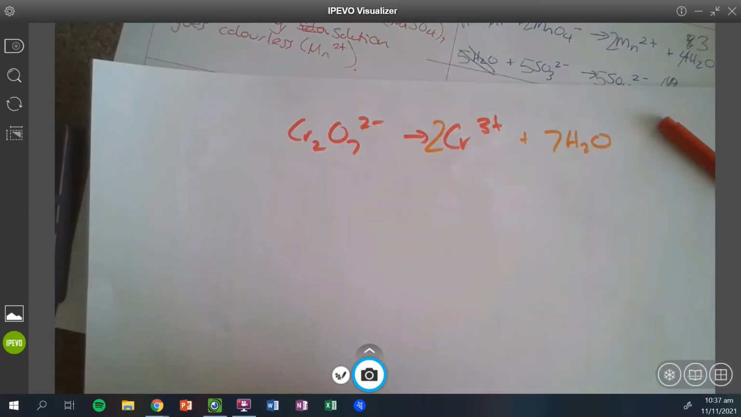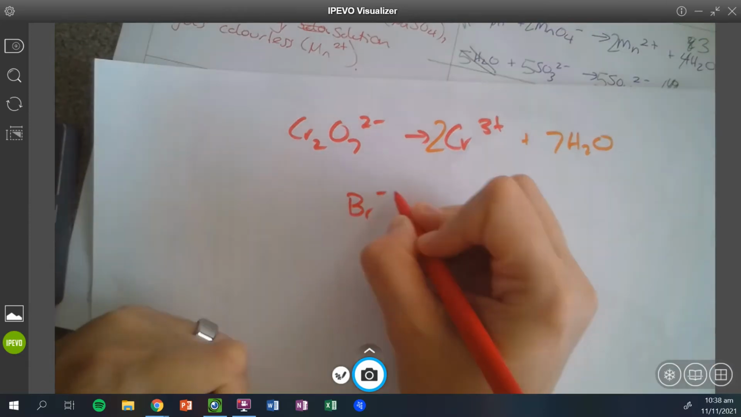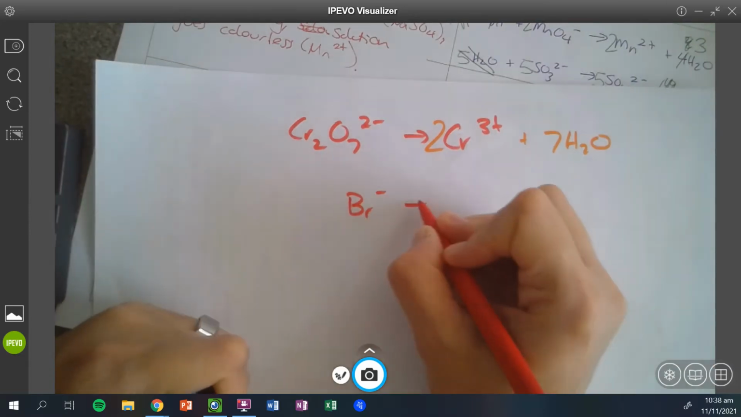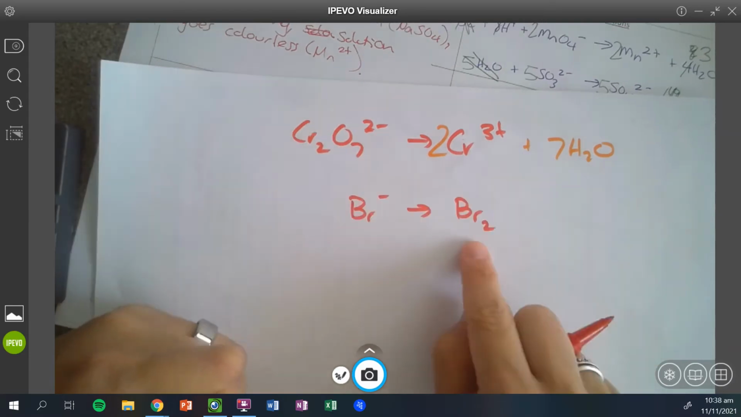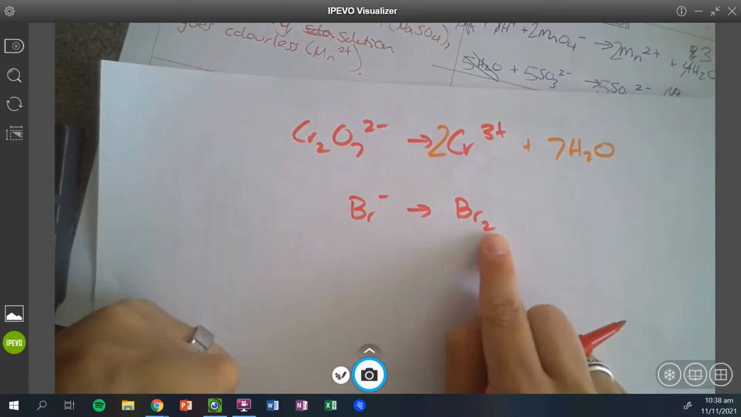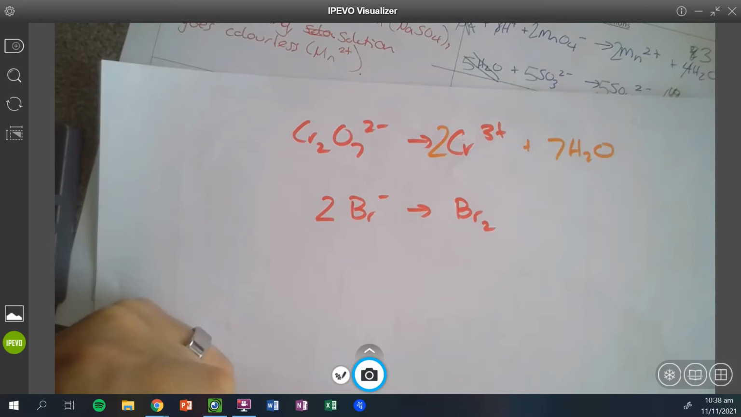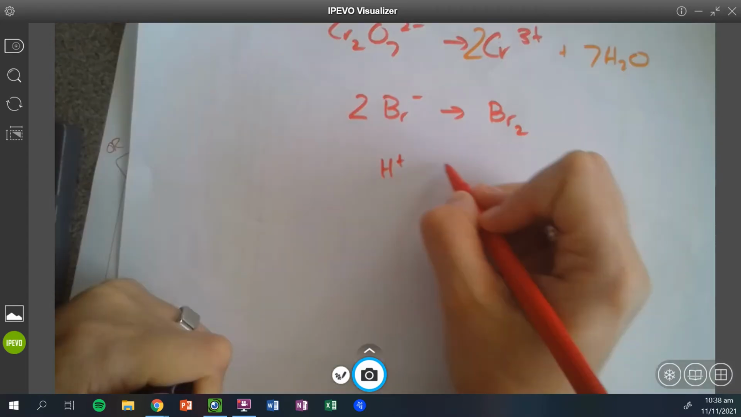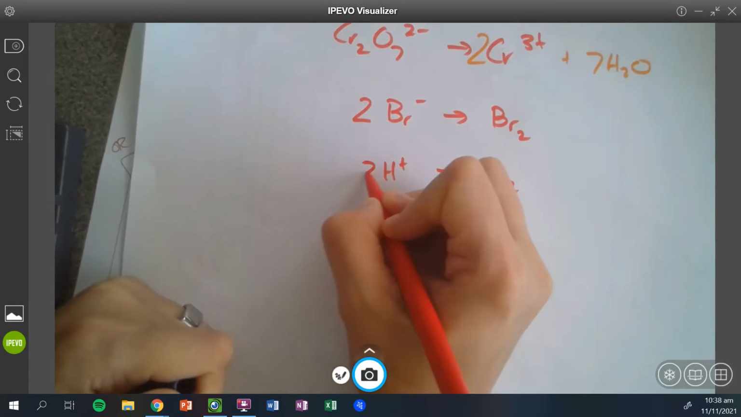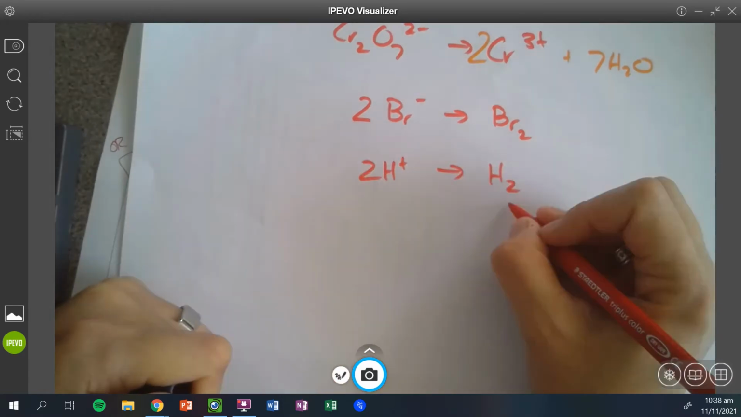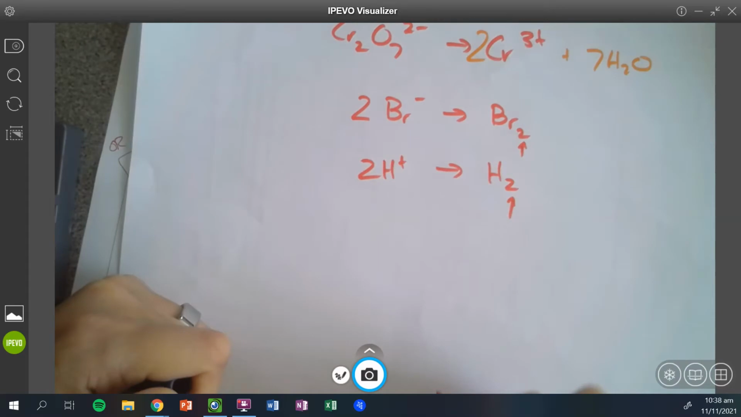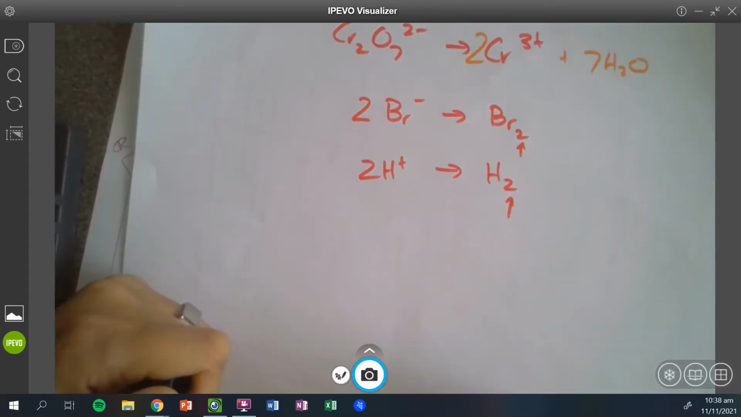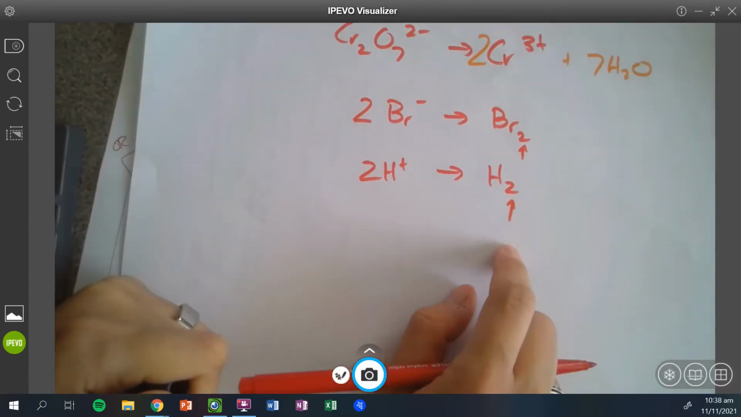Yeah? The other thing to be careful of, if you have bromide going to bromine gas, be mindful that's a 2 underneath it, so you need to balance and put a 2 in front for those ions. If you have the hydrogen ion going to hydrogen gas, again, the 2 in front. So just watch out for these little gas things, okay? Because a lot of you guys just drop and forget them.